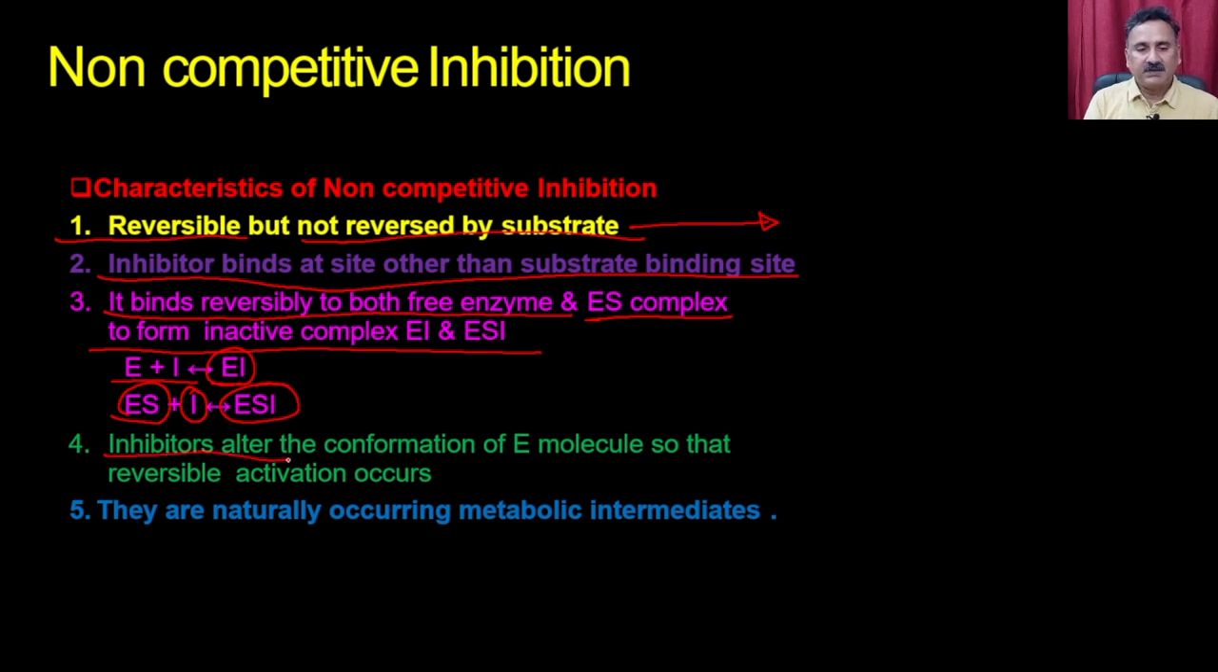How does the inhibitor actually function as an inhibitor? The inhibitor alters the conformation of the enzyme molecule so that reversible inactivation occurs.